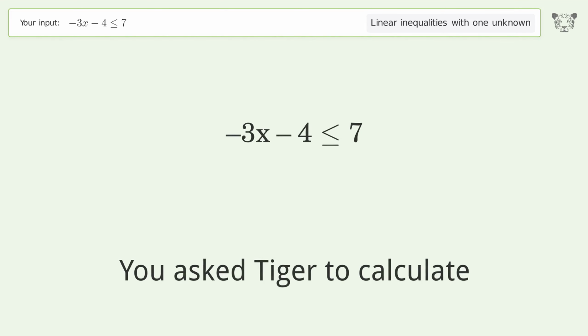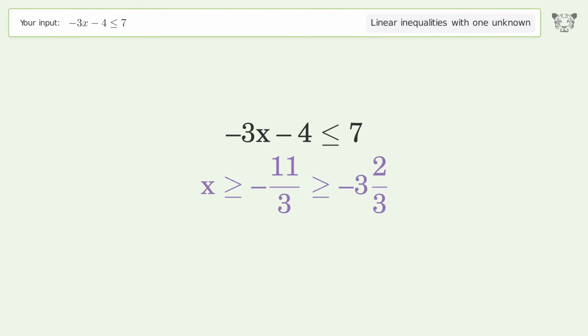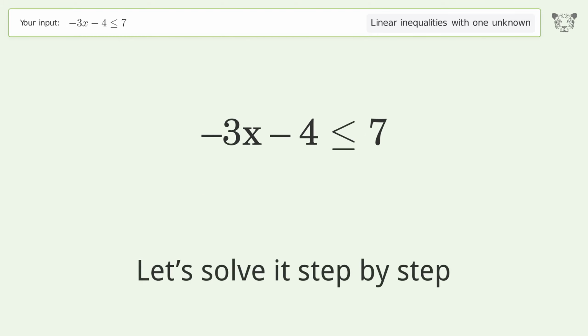You ask Tiger to calculate. This deals with linear inequalities with one unknown. The final result is x ≥ -11/3, or x ≥ -32/3. Let's solve it step by step.